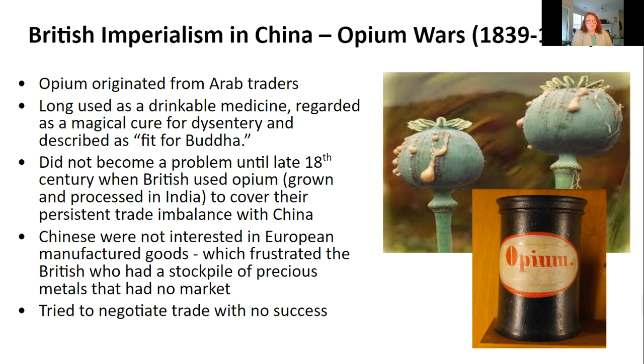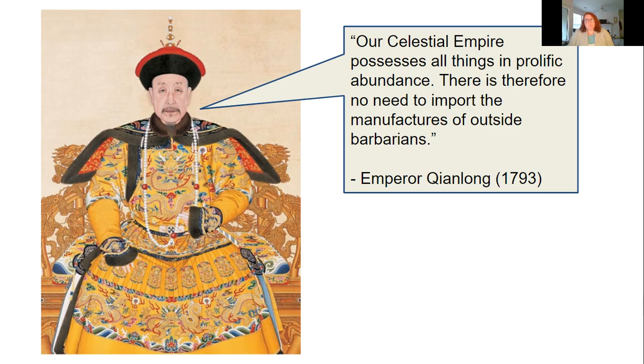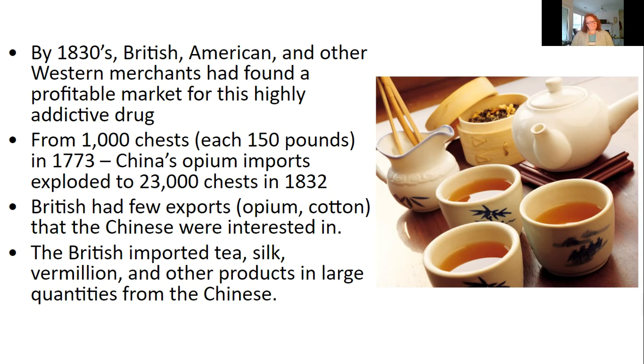Opium actually did not become a major drug problem until the late 18th century when the British used the opium, which was grown and processed in India, to cover their persistent trade imbalance with China. Now, the Chinese were not interested in having any dealings with European manufactured goods. They didn't want anything of it. And that frustrated the British, who had this massive stockpile of metals but had no market. They needed a market, and China was one of the largest untapped markets in the world at this point. So they did try to negotiate with trade, but there was no success.